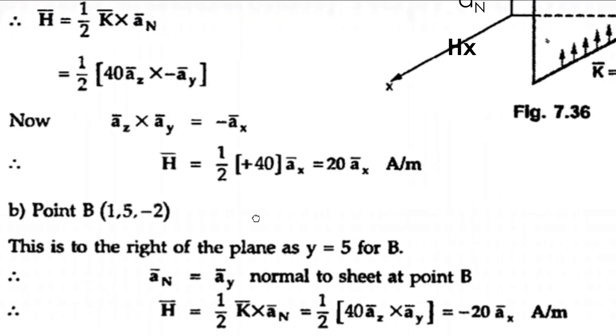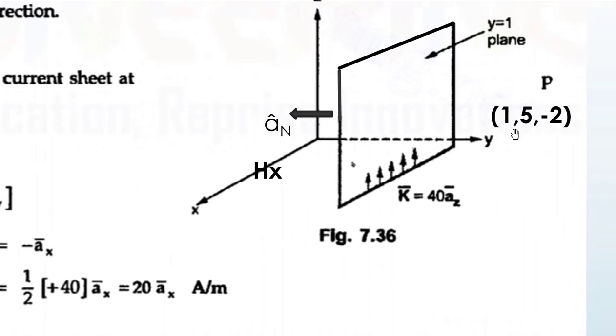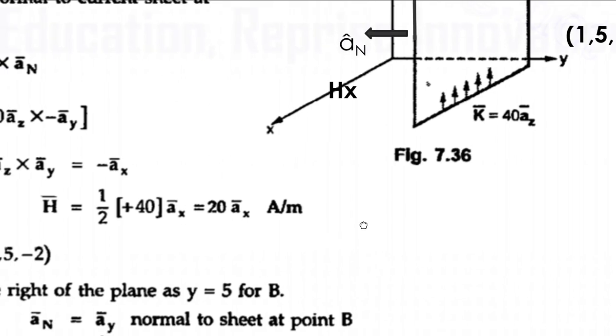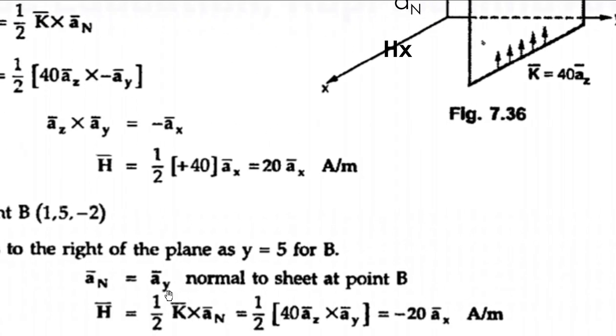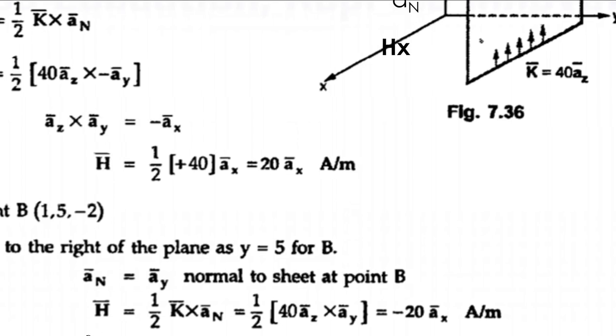So for the second point, in the point b, y has a value of 5, and this sheet is at y equal to 1. This means the point is in front of the sheet towards the positive ay side. So if we want an cap, it will be plus ay cap, normal to the sheet and pointing towards point b.